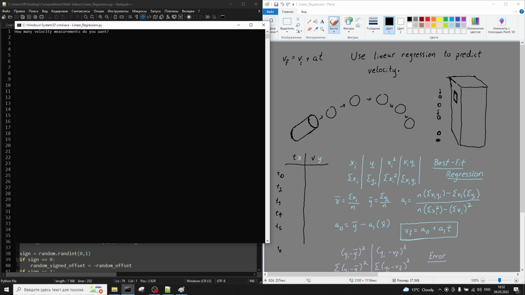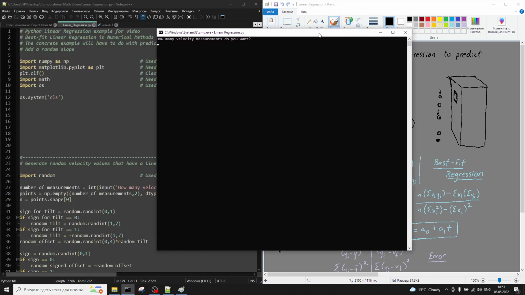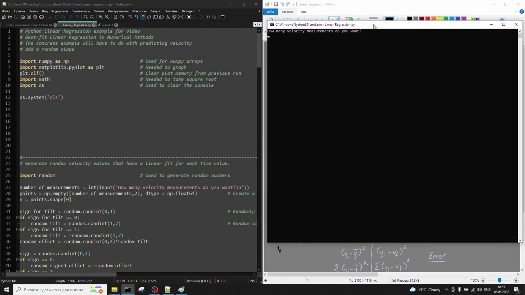Or you can imagine the same thing in a scenario with dropping a ball out of a window, and here I would have done 1, 2, 3, 4 measurements. So that's the basic of what's going on. Then we use this to come up with the formula here so that we can predict future final velocity values at any given time value.